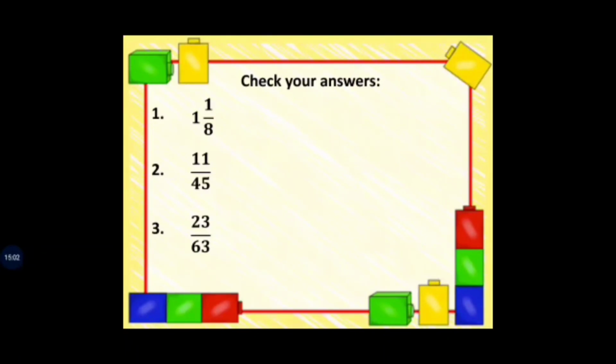Alright? So, yan lang po ang ating gagawin sa multiplying fraction by a mixed number.